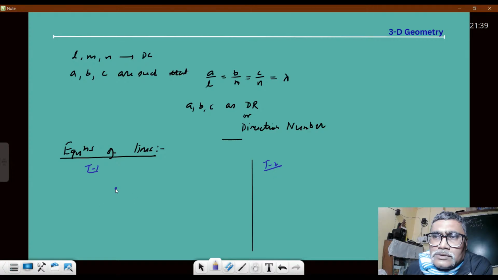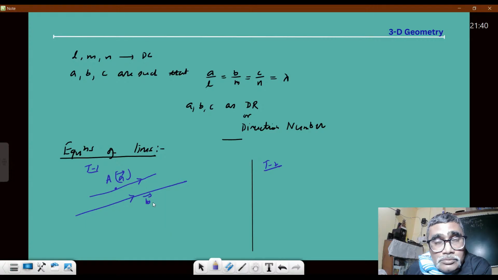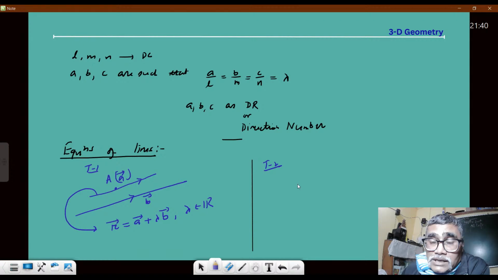I have a point whose position vector will be known as A. I can name the point as A also, capital A. And I'll have another vector B to which this line will be parallel. So I can draw exactly one line through this A which is parallel to B. In that case, the equation of this line will be represented by vector r equals A plus lambda times B, where lambda is a scalar, preferably non-zero, right? This is one.